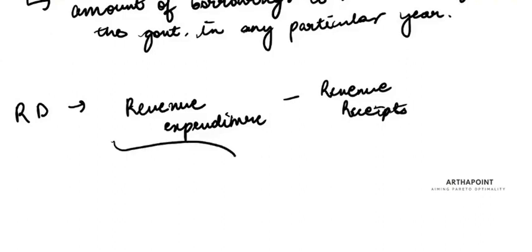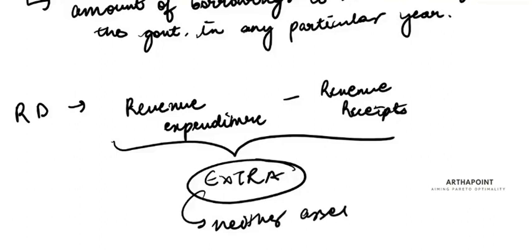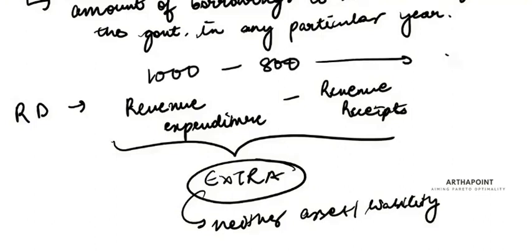This tells me how much extra money I am spending, and still I am neither building an asset nor reducing a liability. Just understand this thing, because revenue receipt and revenue expenditure are not related to asset and liability. Supposedly revenue expenditure is 1,000 and revenue receipt is 800. It means I have to incur 200 more.